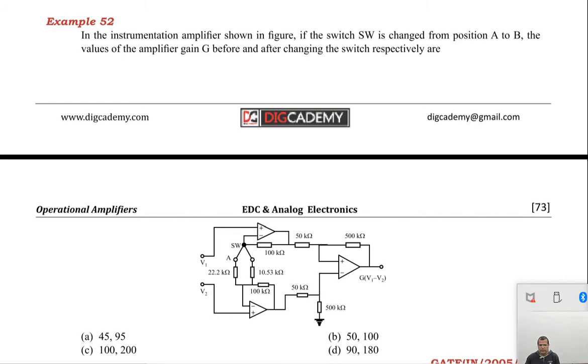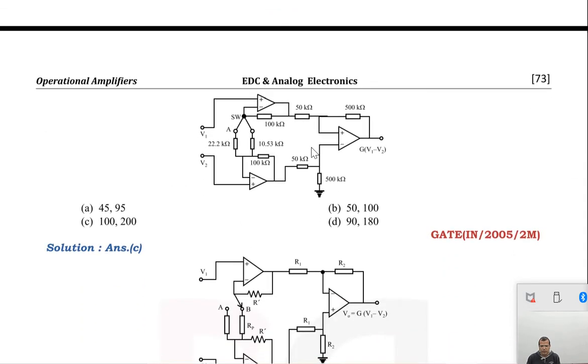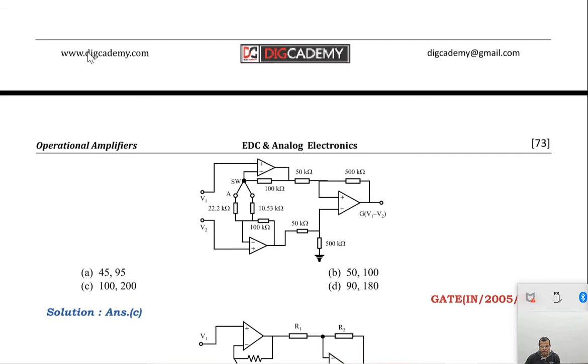Now let us see the example based on the instrumentation amplifier. In the instrumentation amplifier shown in the figure, if the switch SW is changed from position A to B, the value of amplifier gain before and after changing the switch respectively are. You can see the circuit here. We have the switch. So, the position of this switch is changed from A to B.